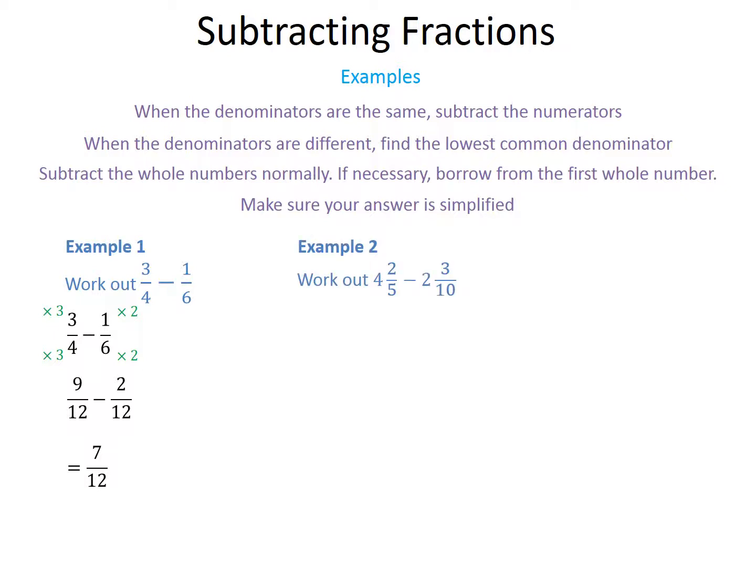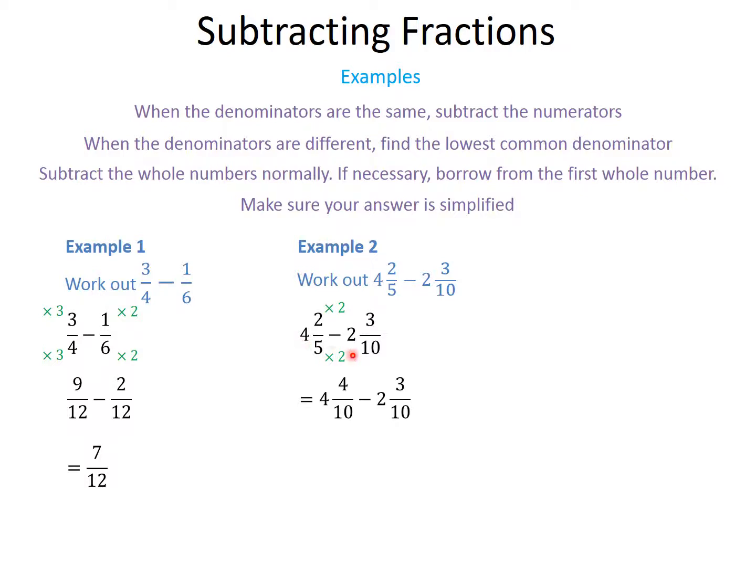And the next one, we're going to be working out 4 2/5 minus 2 3/10. So let's start by writing out the question. And before we do anything with the whole numbers, let's get the denominators the same. Now this one's a nice one because 5 goes directly into 10. And so we can just times the top and the bottom by 2, and then we'll have the denominators the same. So let's write out our new fractions.